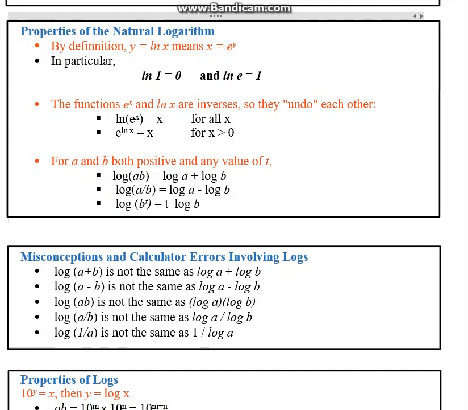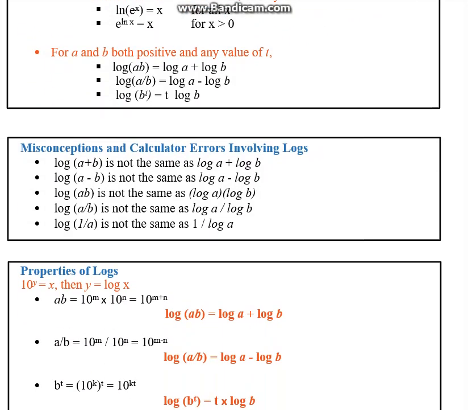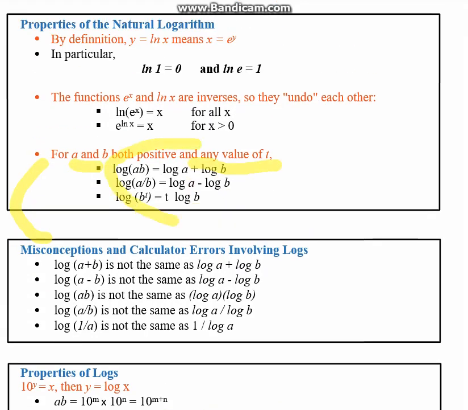So if we move on now, misconceptions and calculator errors involving logs. This is what I explained before when I said to make sure that log inside the parentheses a plus b is not the same as log a plus log b, which is explained right here. So these are things to keep in mind. Log ab is not the same as log a, b. You can memorize this if you want, but if you just know these three up here, there's really no reason to do that. So just make sure you keep these three in mind.